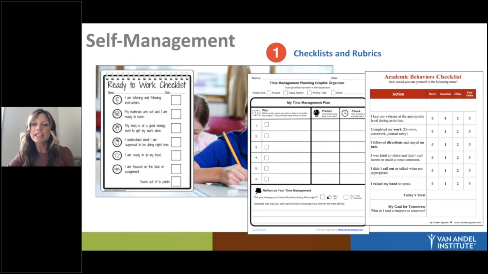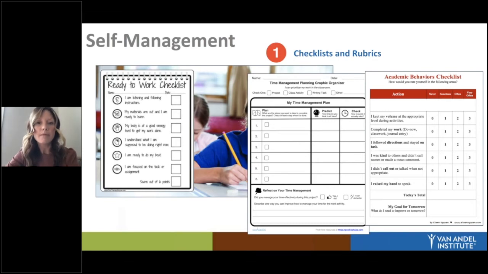And another way to look at it is behaviors, right? So checking their volume level when they're doing certain activities, asking if they completed their work, following directions and staying on task. Are they doing these things? Were they kind to others? Did they call out or blurt out? Or did they raise their hand to speak? And this is just a good way to check as they're completing a task if they follow these rules. And this one gives a little bit of a spectrum. So it's saying, no, I never did that, or I do that very often. That's a good way to gauge where they fall between that 0 and that 3 that you see there.